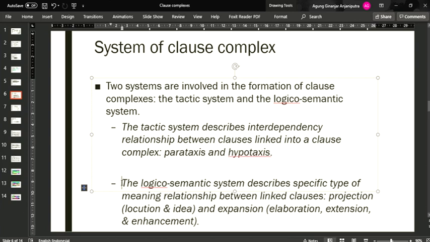And then there is also a logico-semantic system that describes the specific type of meaning relationship between linked clauses. There is projection. What can be projected is a locution or an idea. Or expansion. Expansion includes elaboration, extension, and enhancement. We're going to see these systems one by one.